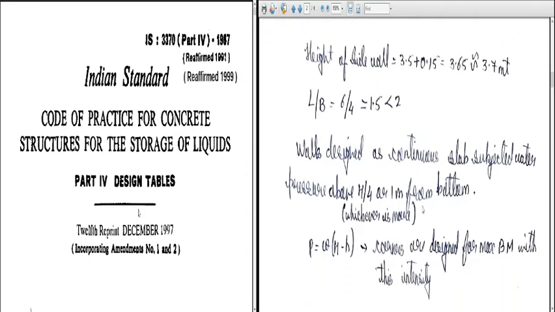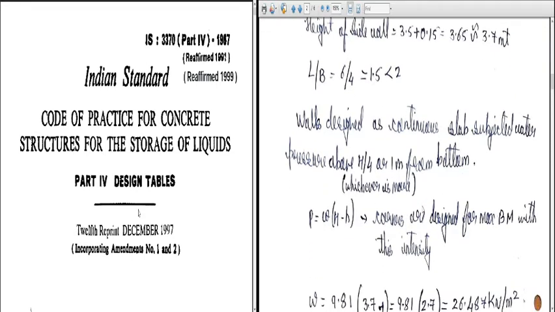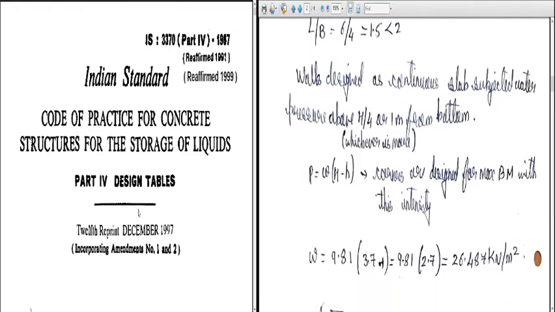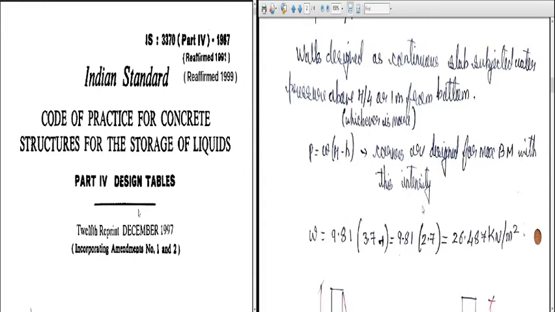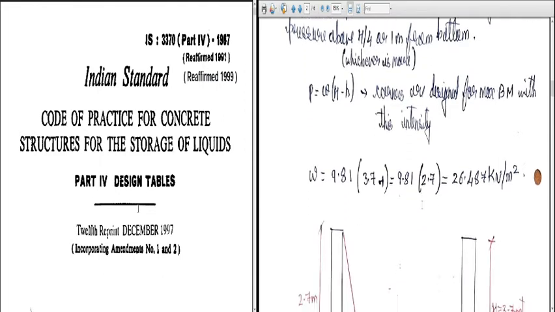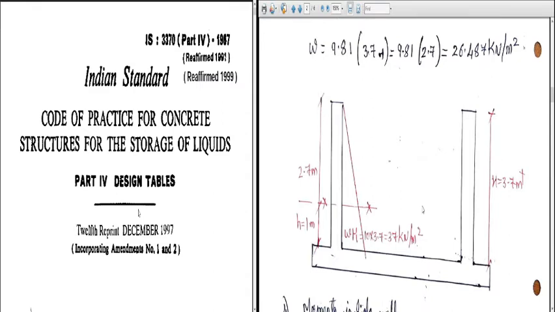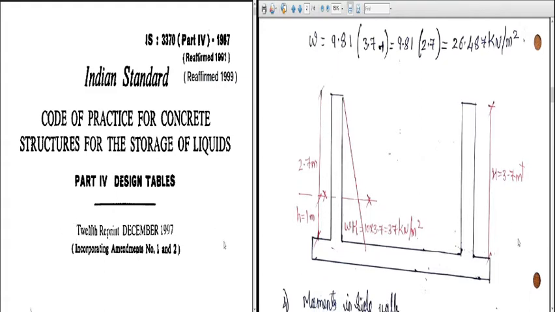Walls were designed as a continuous slab and subjected to water pressure above H by 4 or 1 meter from the bottom, whichever is more. So p is equal to omega H minus H is done. So 9.81 into 3.7 minus 1, which is 26.48. So this was the dimensions of the water tank. So total height of the wall is 3.7 meter. Then this pressure up to 1 meter, and this is 2.7 meter. Then omega H is 37 kilonewton per meter square.